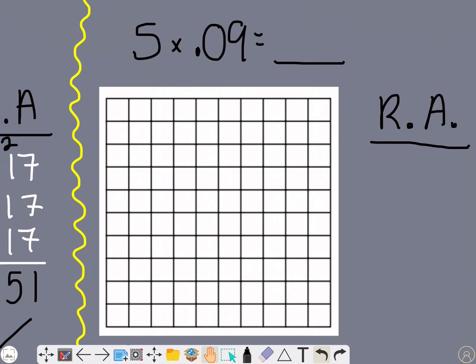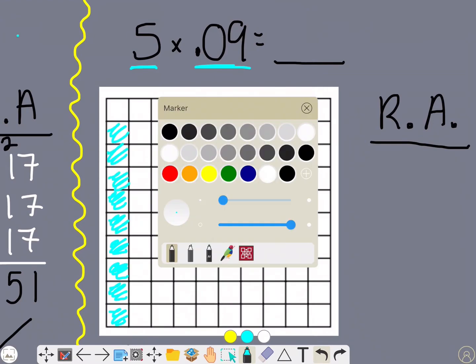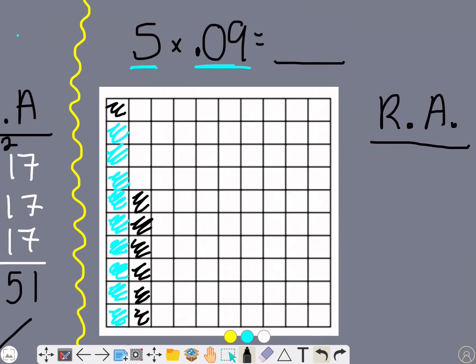The next problem, I have 5 groups of 9 hundredths. So I'm going to shade in 9 hundredths 5 times. I'll start with my light blue. I'll go to a dark black. I'll then go to my red.